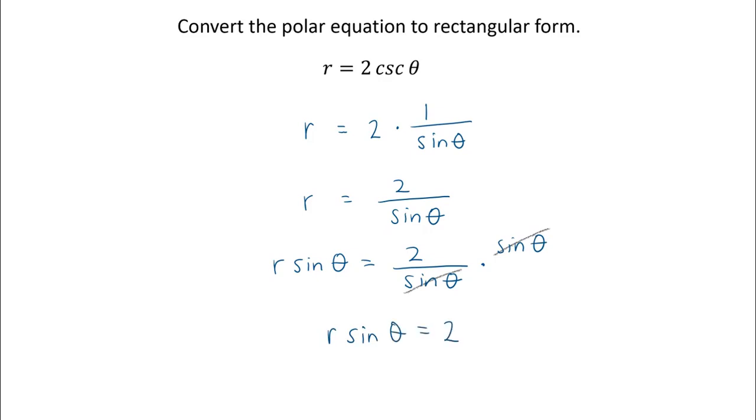So we have r sine theta equals 2. And r sine of theta we know is y. So we have y equals 2. So this polar equation, r equals 2 cosecant theta, is the equation y equals 2 in the rectangular system. So really this is just a horizontal line with a y-intercept of 2.